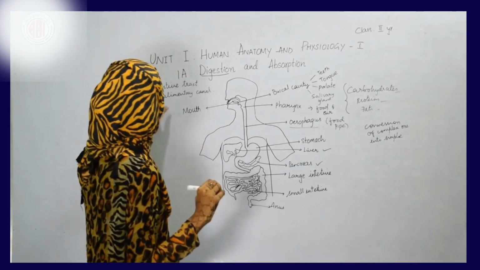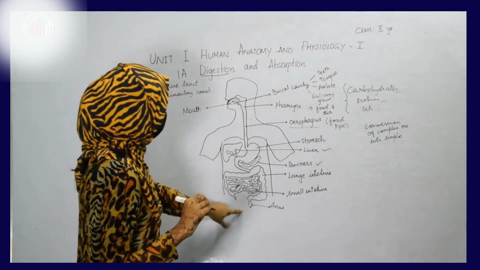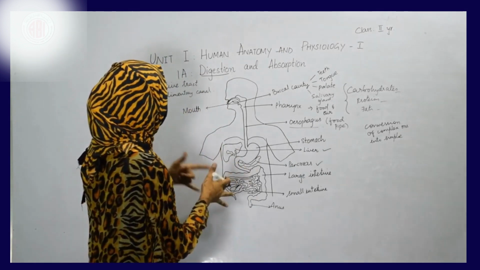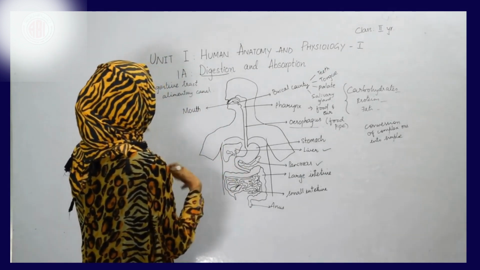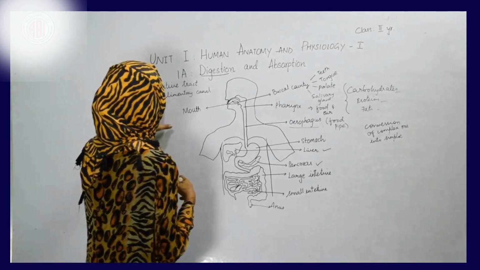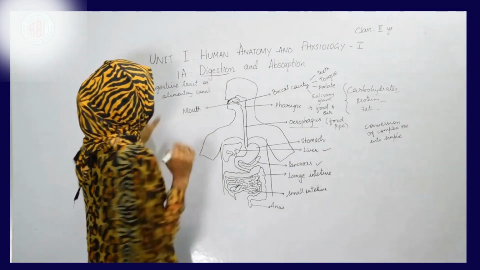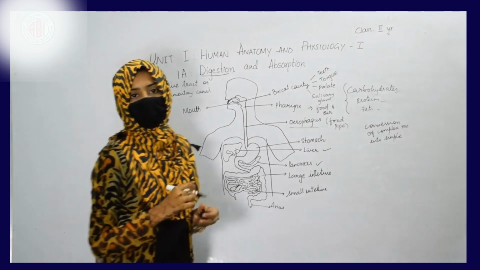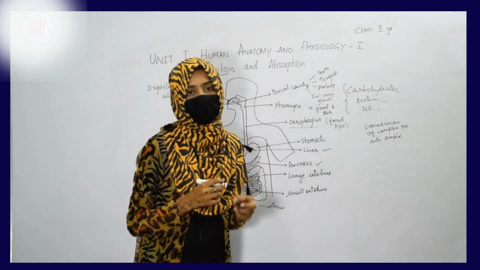So alimentary canal means from the mouth till the anus, whatever the different parts are present that are included, and we can call all the parts together as the alimentary canal or digestive tract. Now we will be discussing about each part in detail.